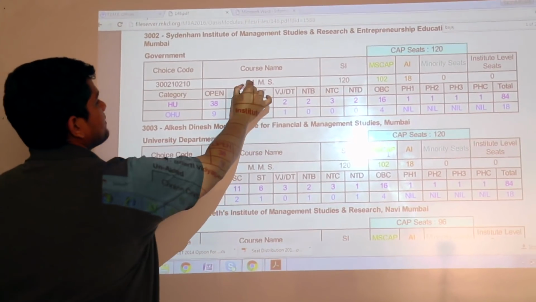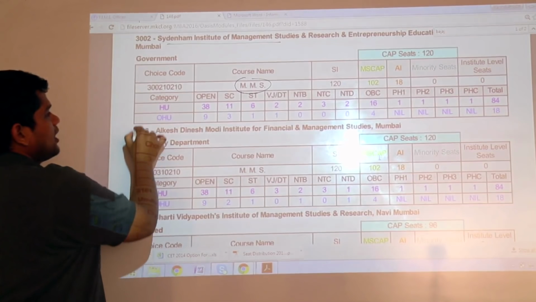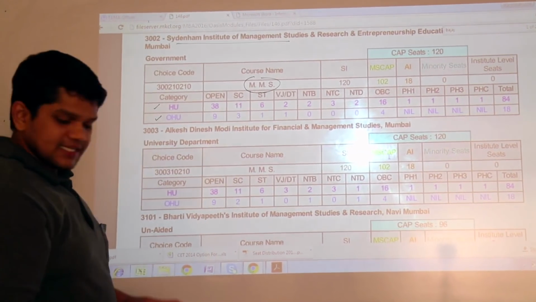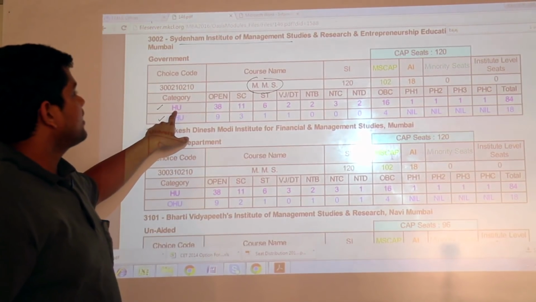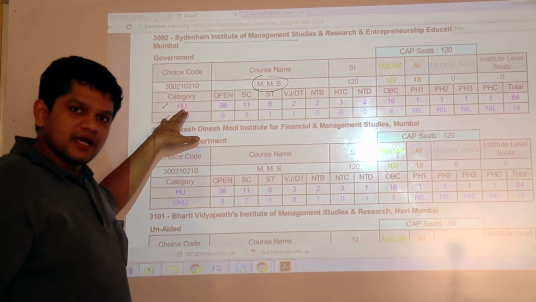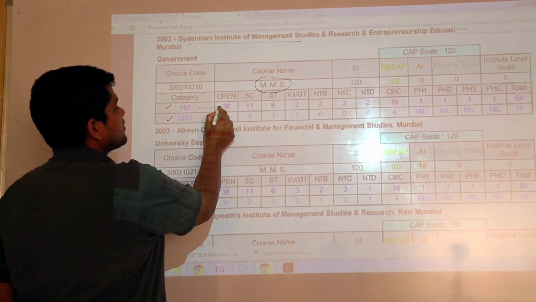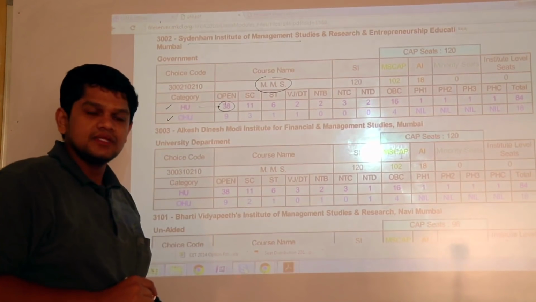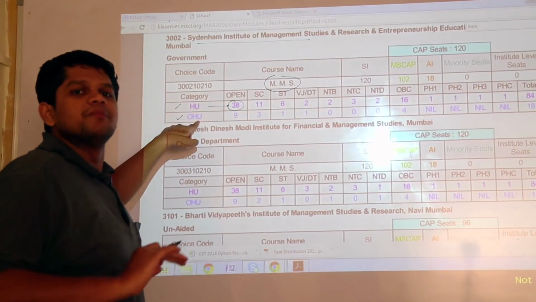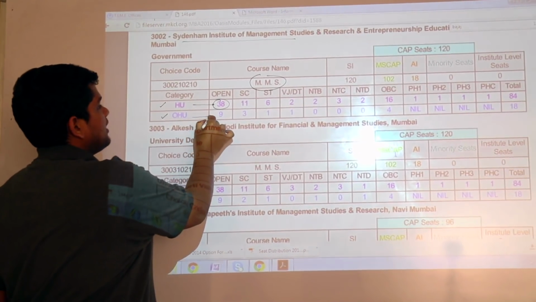the courses here for Sydenham, it is Sydenham Institute. The course is MMS. You will have HU seats and you will have OHU seats. What exactly are these HU seats? HU seats are, as Sydenham is affiliated to the Mumbai University, for a graduate from Mumbai University applying to Sydenham, for those students you have 38 open seats. And the OHU seats are for a person from outside Mumbai University applying to Sydenham, who will have 9 open seats.